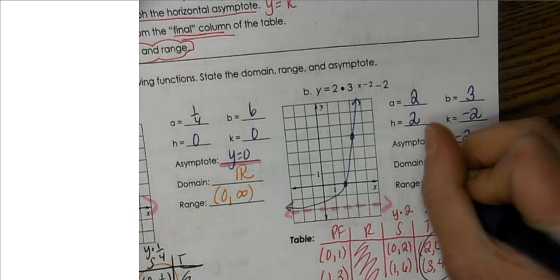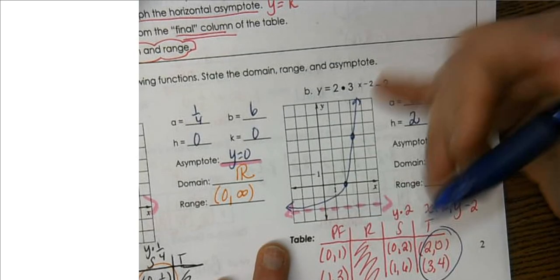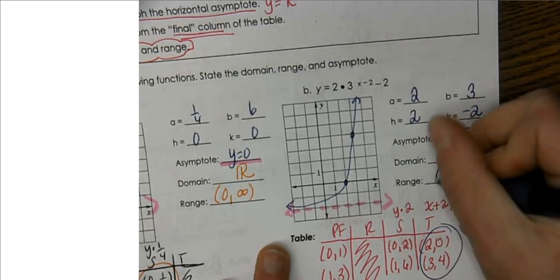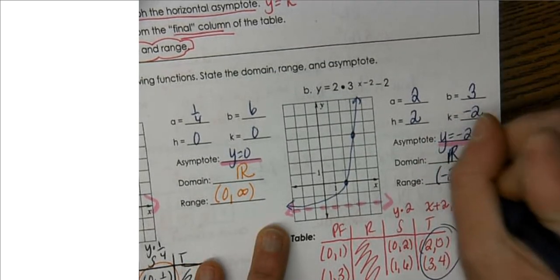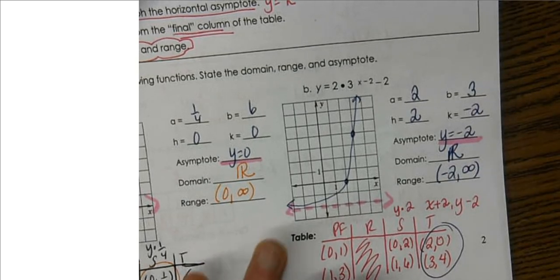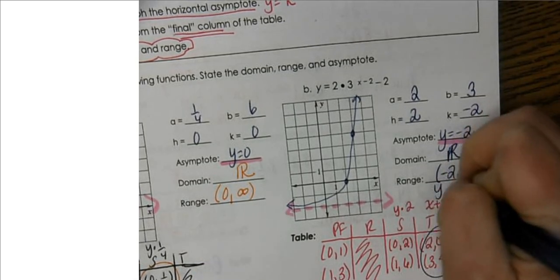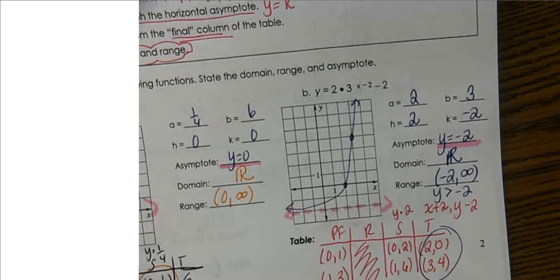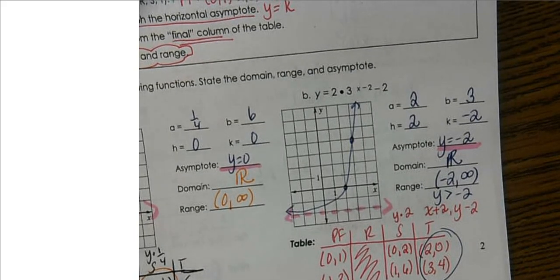And our range, because our graph is above the asymptote, we are starting at negative 2 and approaching infinity, with soft brackets around it. You can also write this as y is greater than negative 2 if you like working with inequalities instead. All right, let's go ahead and move on to the next problem.